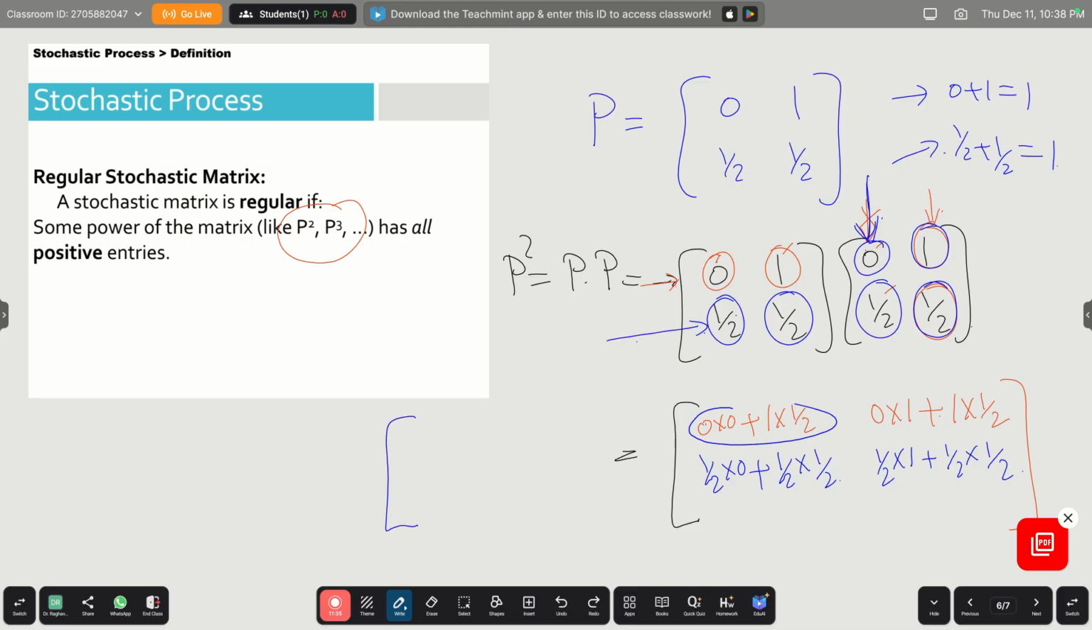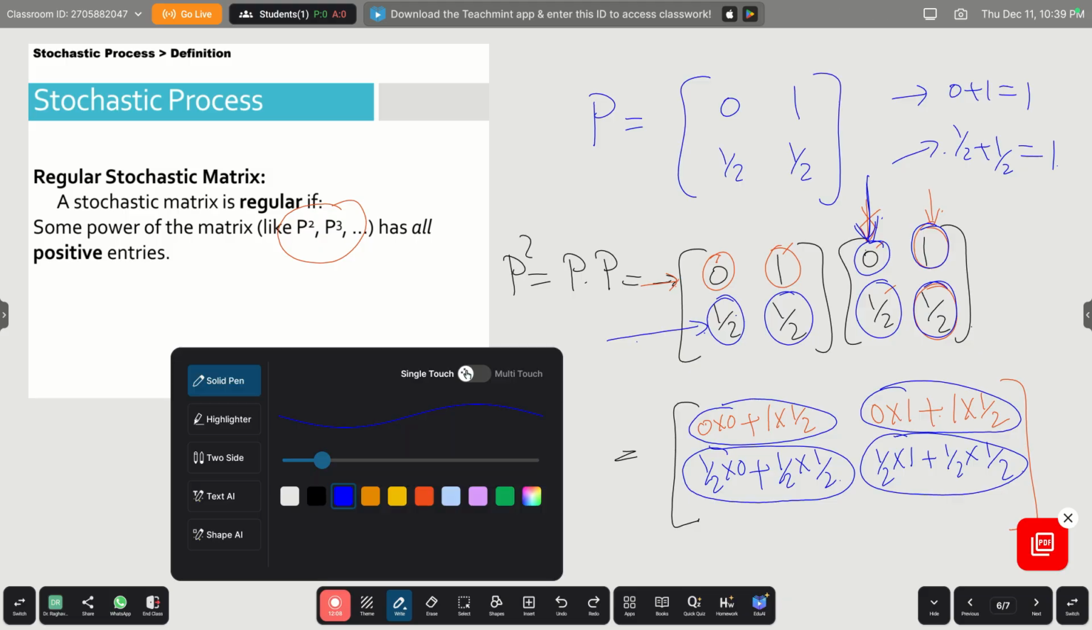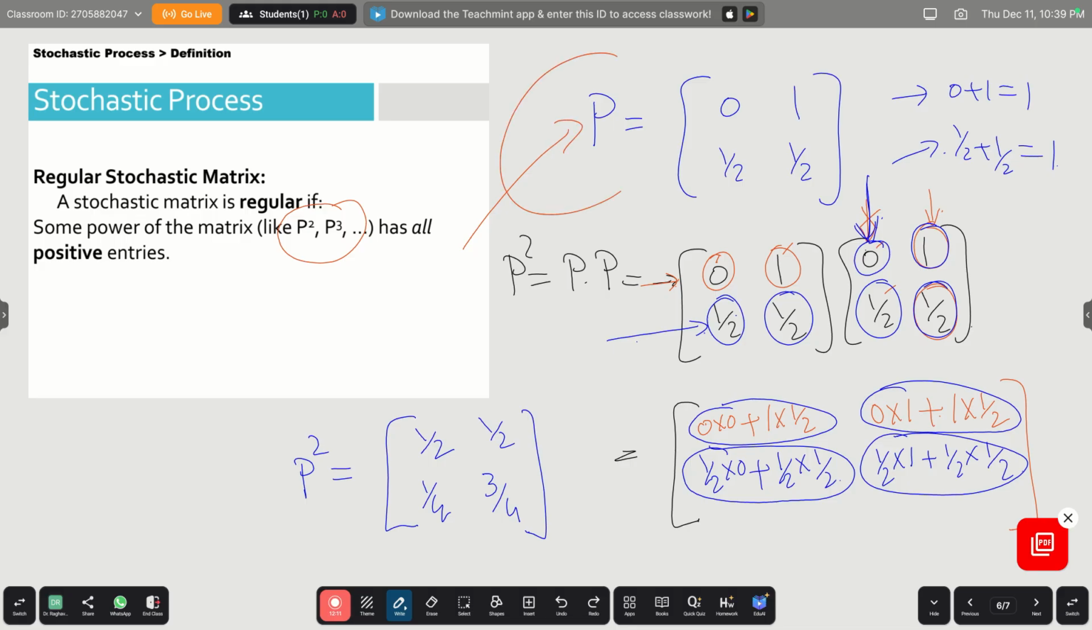0 into 0 is 0 plus 1 into 1 by 2 is 1 by 2. Here 0 into 1 is 0 plus 1 into half is half. So this is half into 0 plus half into half is 1 by 4. Half into 1 plus half into half is 3 divided by 4. So this is P square. So we can observe in P square all the entries are positive. So we can conclude that the given matrix P is a regular stochastic matrix. This is a regular stochastic matrix.